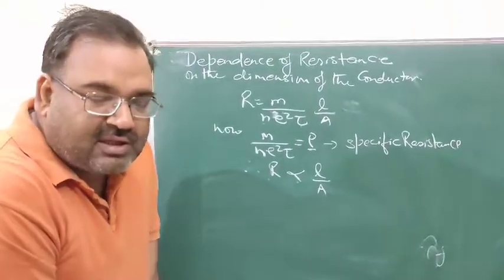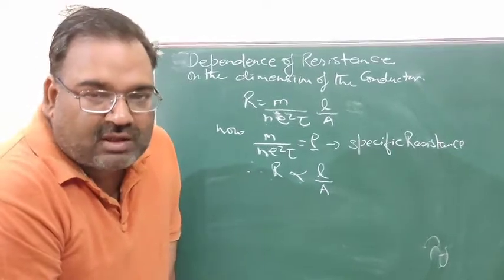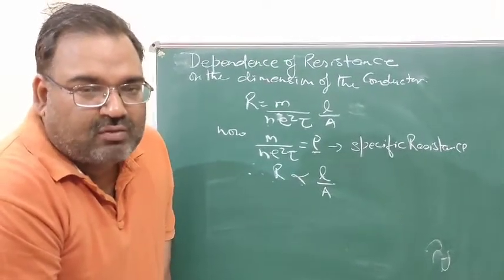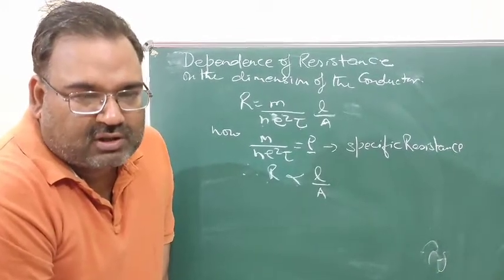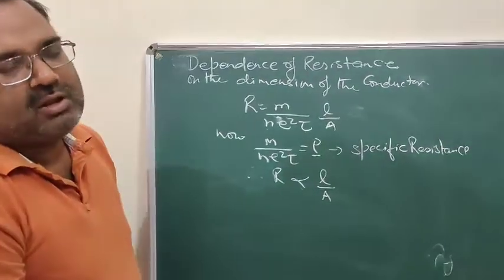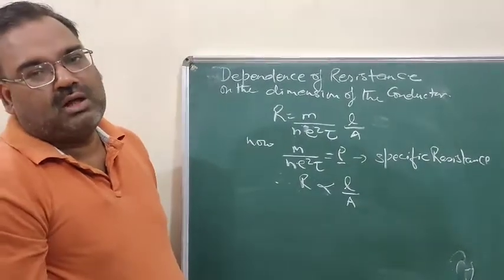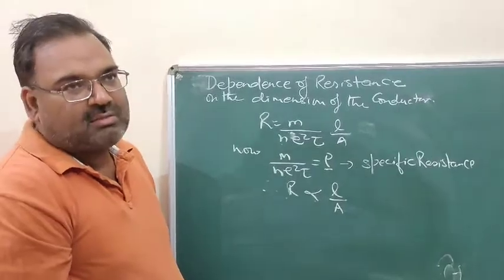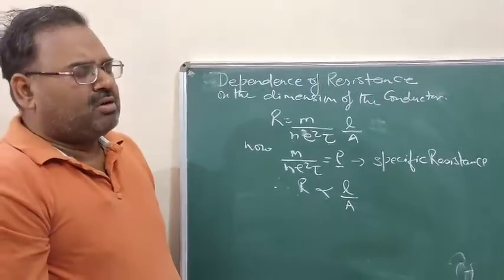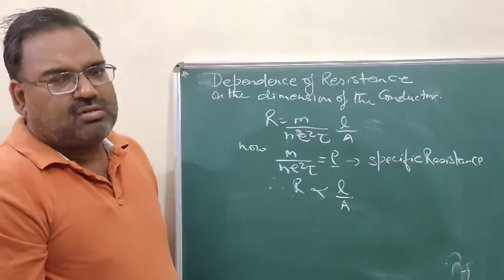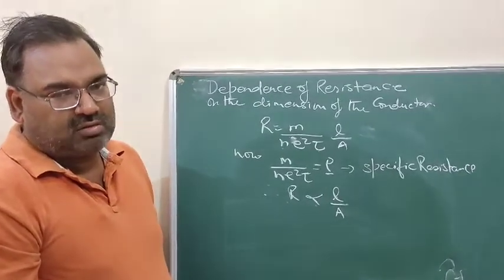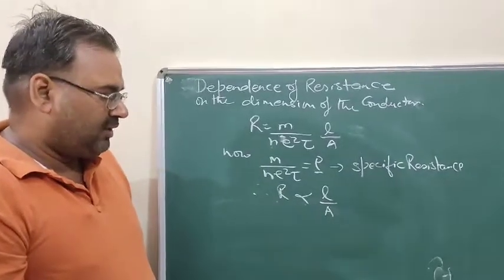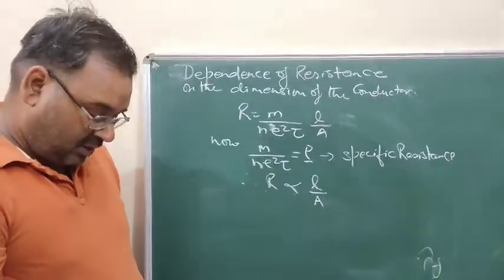Resistance is directly proportional to the length of the conductor. The more the length of the conductor, the more the resistance, and it is inversely proportional to the area of cross section. The more the area of cross section, the thicker the wire, the less the resistance. The thinner the wire, the smaller its diameter or area of cross section, the more its resistance will be. It is inversely proportional. So if the area of cross section is more, resistance is less. If the area of cross section is less, resistance is more.